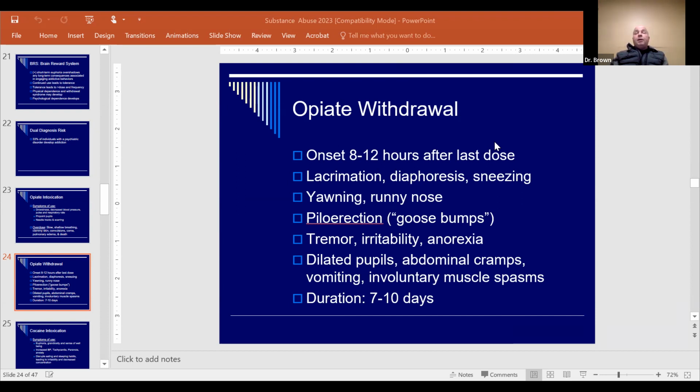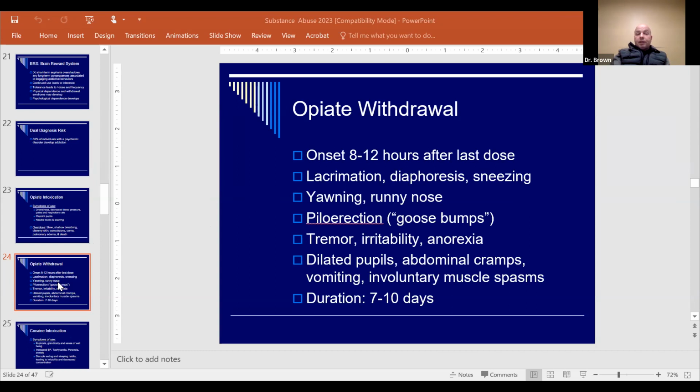Okay. And again, coming off of opiates, you're not going to die. You become really sick. You can have a lot of gastrointestinal problems, dilated pupils, abdominal cramps. So you manage the symptoms. And the duration can be 7 to 10 days. That's why a lot of these programs have detox. So they'll get you through detox. And then after detox, they might send you to a psychiatric unit, or they might just discharge you. Okay.